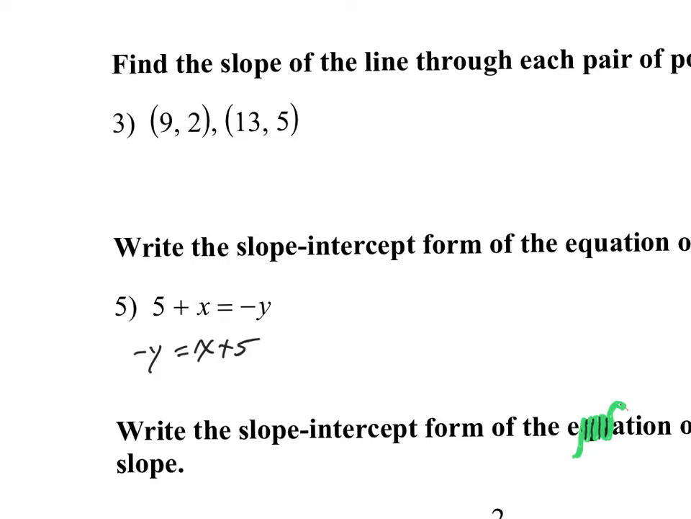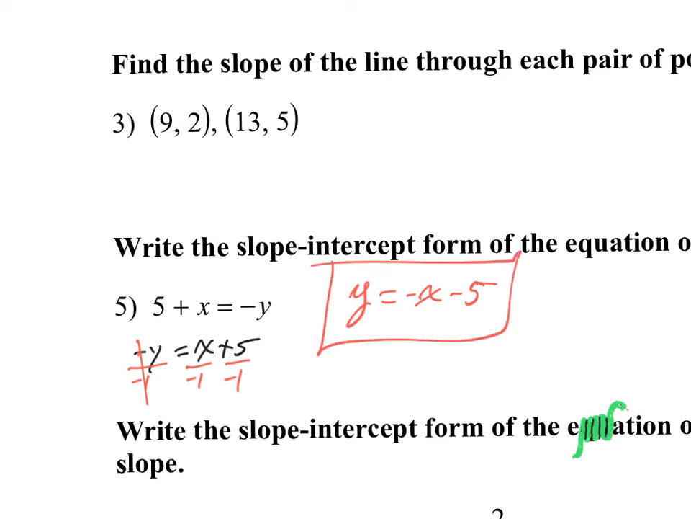What we're going to do now is get that y completely by itself. If you notice, there's a negative there with it. So we're going to solve that. We're going to divide by negative 1 all the way across. That cancels out that negative 1, and I'm left with y equals, I've got x divided by negative 1 is going to get me negative x. And then I've got 5 divided by negative 1, which is going to get me negative 5. And there I am in slope-intercept form. Okay? Easy peasy on that one.